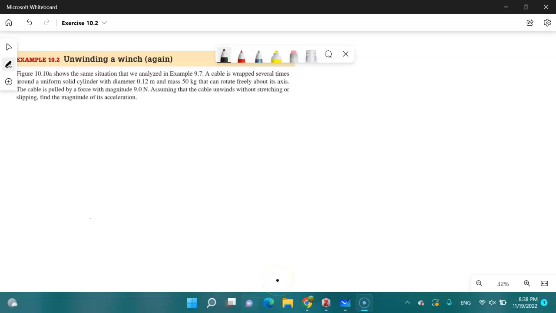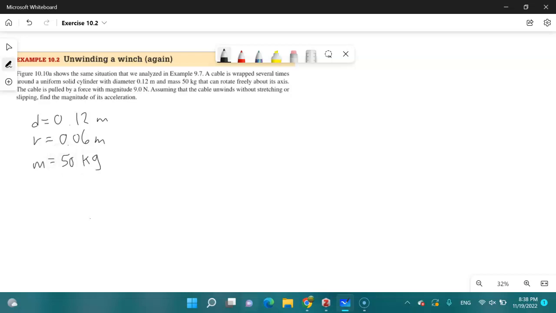So in figure 10.1, it shows the same situation that we analyzed in example 9.7. So again, we're talking about a cable that's wrapped several times around the uniform solid cylinder with a diameter of 0.12 meters. So we can start writing some values. We know that the diameter, 0.12 meters, is a given, and we know that the radius is half of that, so the radius should be 0.06 meters. And then the mass that is given is 50 kilograms.